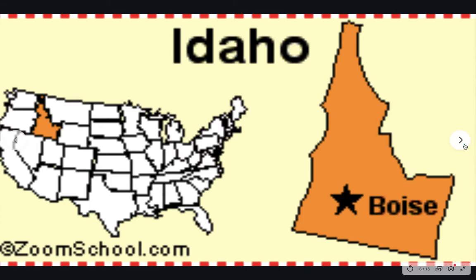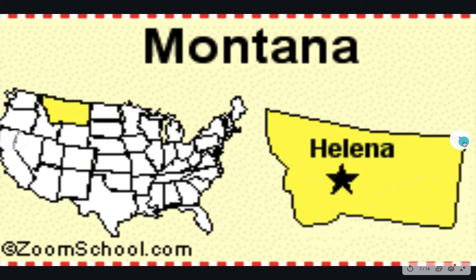Next we have Idaho. The capital of Idaho is pronounced Boise. That one sounds kind of funny and it looks a little bit funny, but the pronunciation is Boise. This is Idaho on your map. It's got the long skinny point to it, so that's kind of how you can identify it from the others.